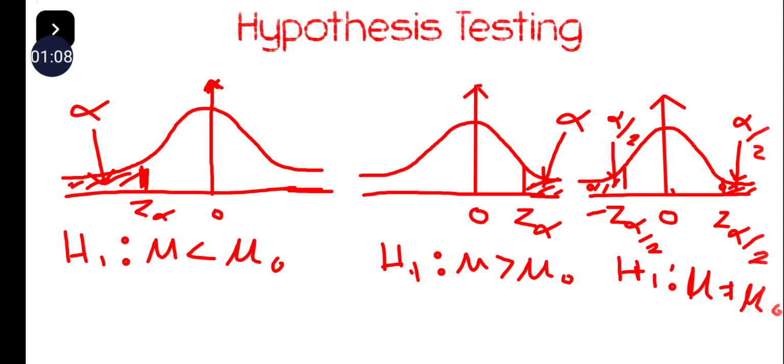And the alternative hypothesis represents any change in the status quo. It is a hypothesis which is accepted when the null hypothesis is rejected.